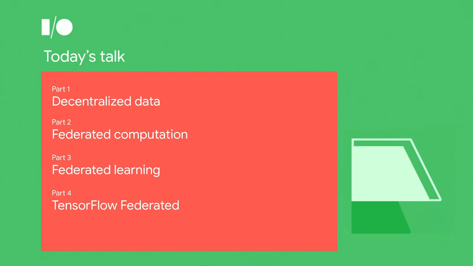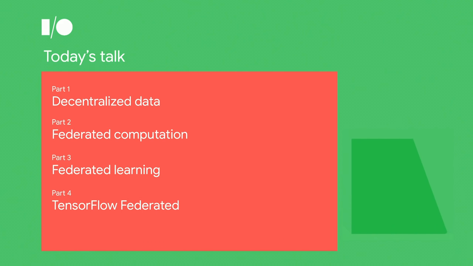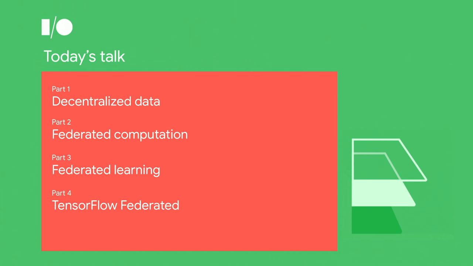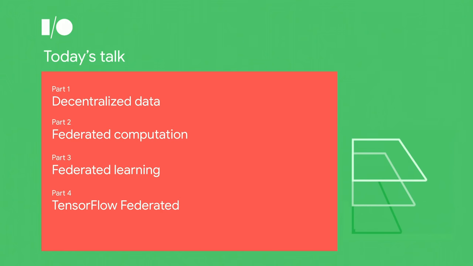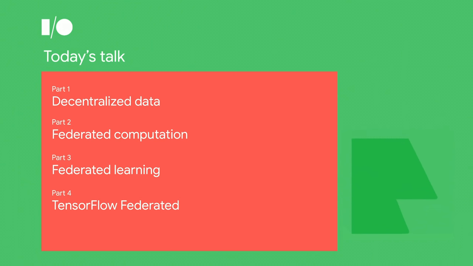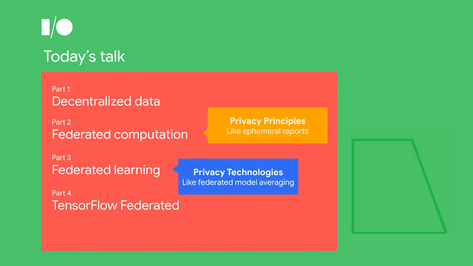In today's talk, we'll talk about decentralized data, what it means to work with decentralized data in a centralized fashion. That's what we call federated computation. We'll talk a bit about learning on decentralized data. And then we'll give you an introduction to TensorFlow Federated, which is a way that you can experiment with federated computations in simulation today. Along the way, we'll introduce a few privacy principles, like ephemeral reports, and privacy technologies, like federated model averaging, that embody those principles.